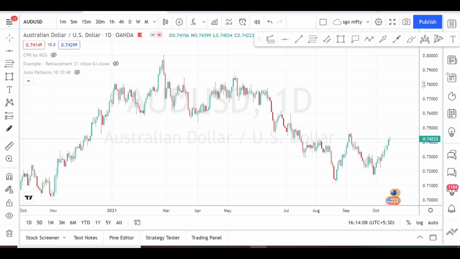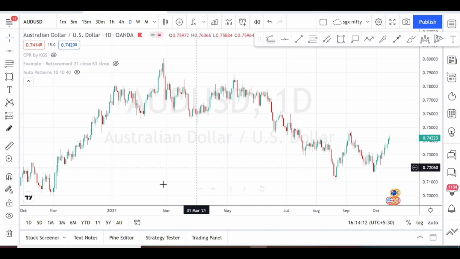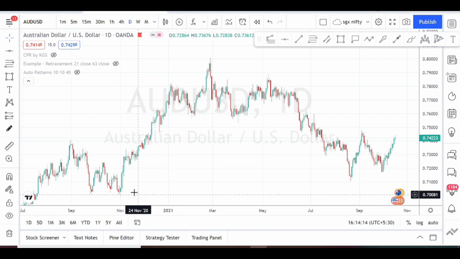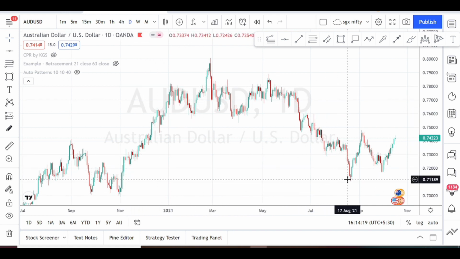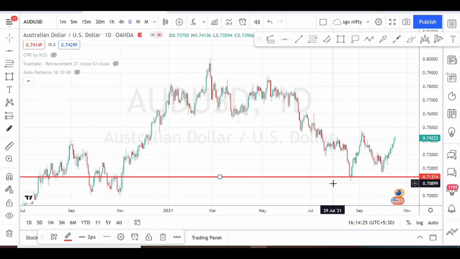So I'm on the daily time frame in the Australian dollar USD currency pair, and we can notice that it had an uptrend, then a downtrend started, but again a bounce back happened. So it has traveled up to here. This was the lowest point. It has traveled down, then it has bounced up, again retraced, and presently it is in an uptrend.